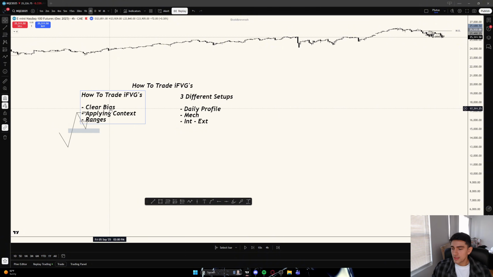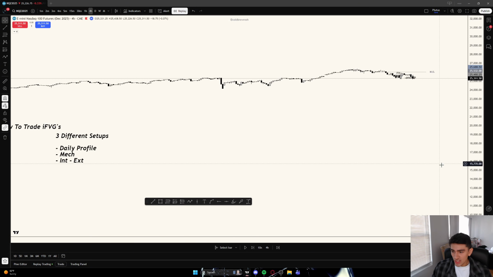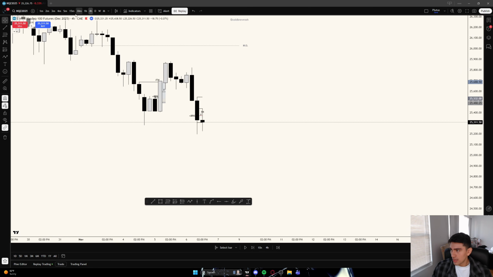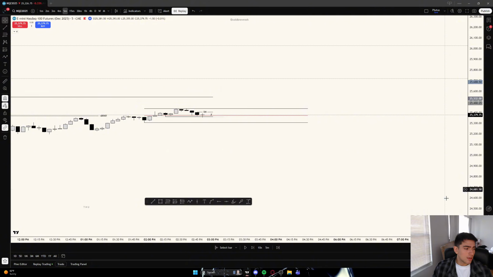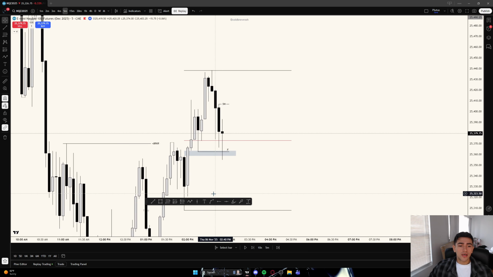So we have a clear bias to the 5-minute. We're clearly bullish. Again, we're applying context. Every 5-minute bullish gap is getting respected in a discount of that range, right? We already traded the daily profile, and now we're looking to trade a mechanical trade where we're trading into a higher time frame fair value gap. In this occasion, the higher time frame fair value gap is the 5-minute gap, right? So applying context, we're clearly bullish, right?